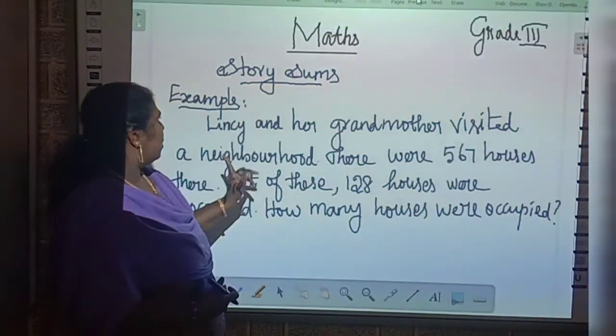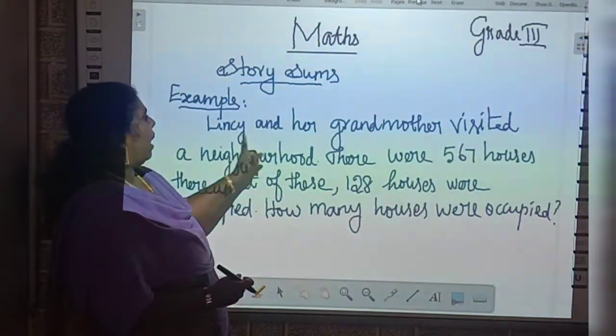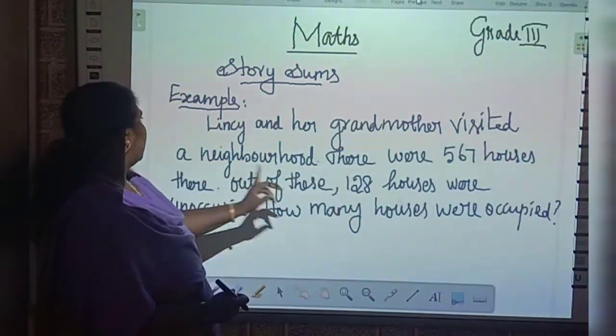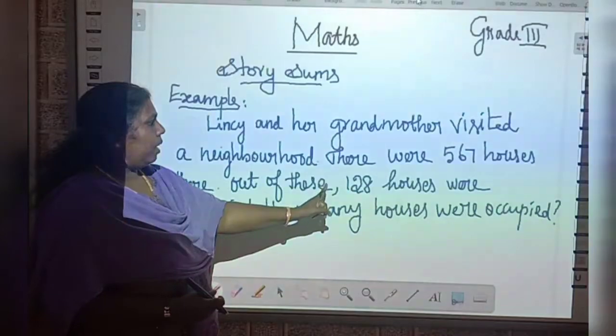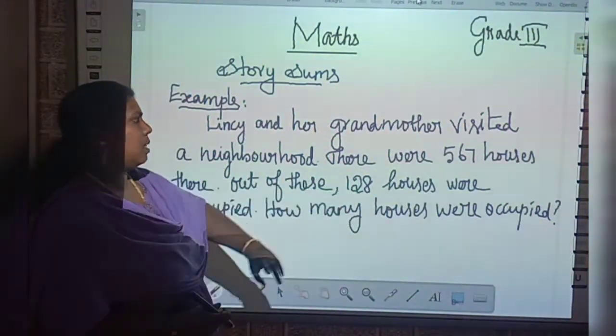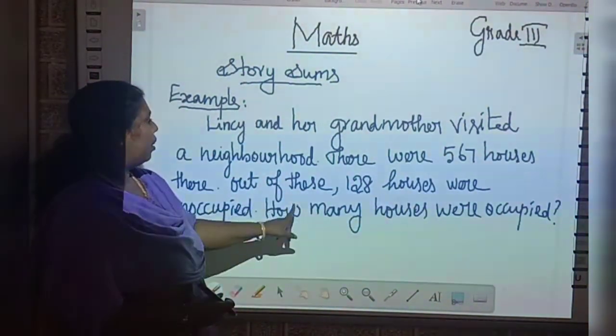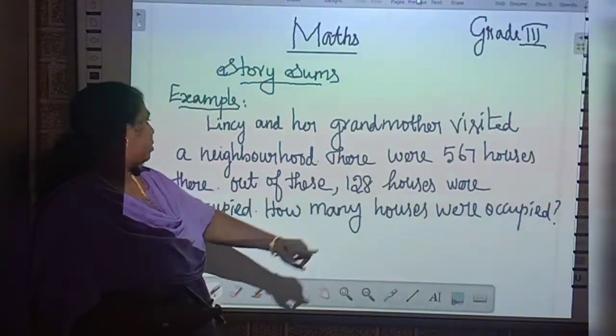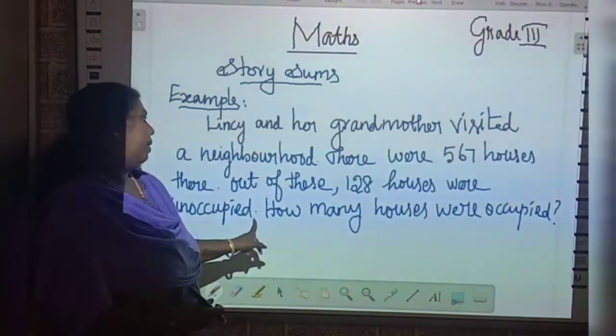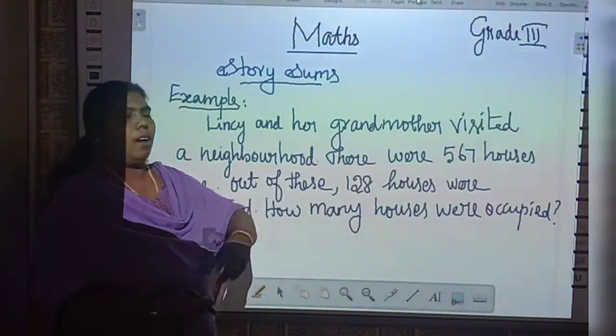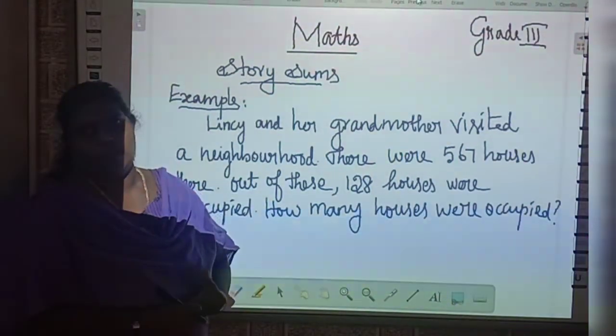See the first example. Lindsay and her grandmother visited a neighborhood. There were 567 houses there. Out of these, 128 houses were unoccupied. How many houses were occupied? Do you understand the question?